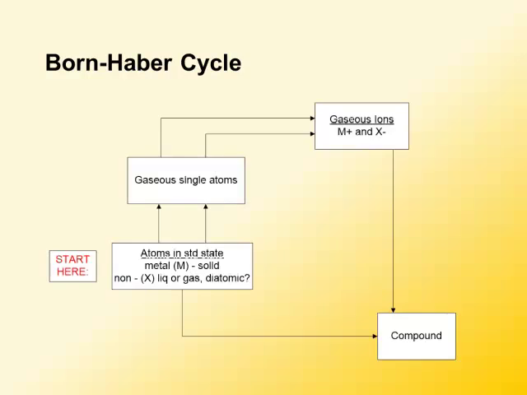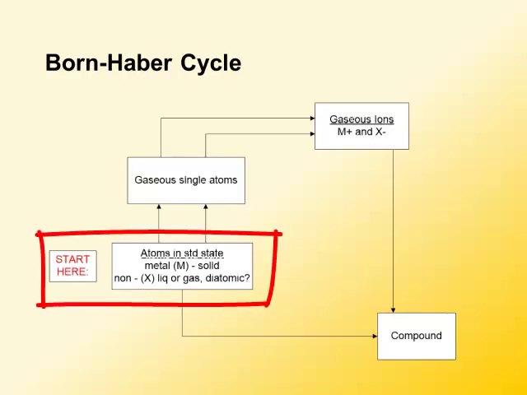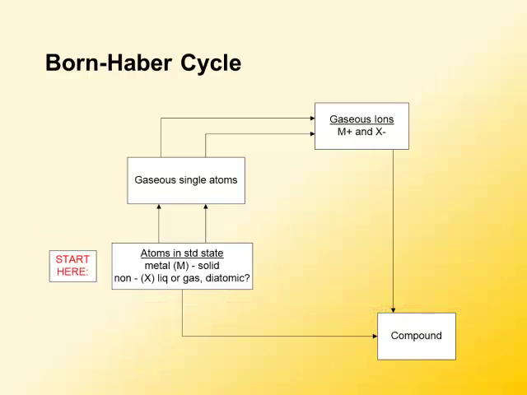In the Born-Haber cycle, we start with atoms in their standard states and put them together into a stable compound. We look at that happening in two different ways. Let's look at each change shown in this diagram. We start with atoms in their standard states. Nearly all metals are solids. Many nonmetals are diatomic gases. We want to make those gaseous single atoms.